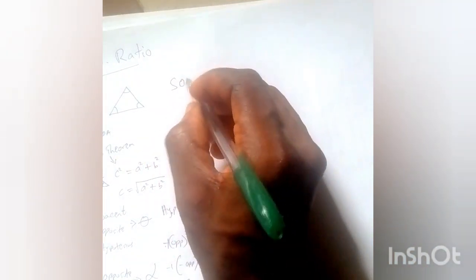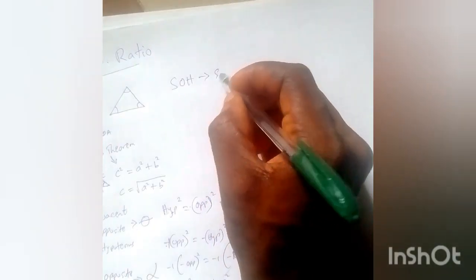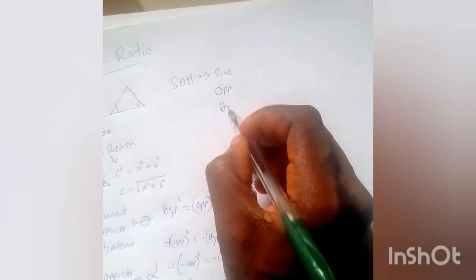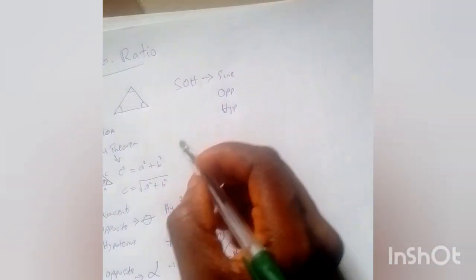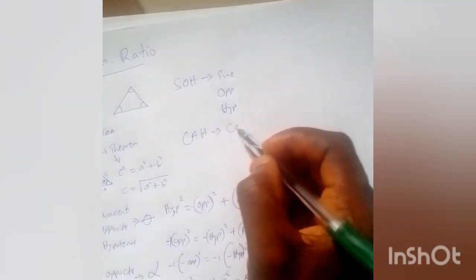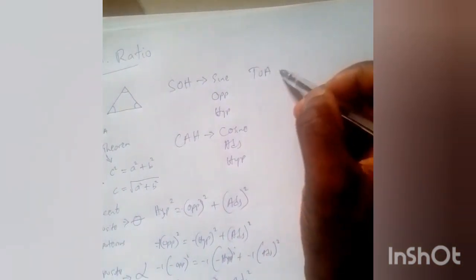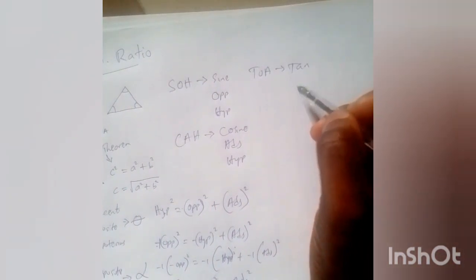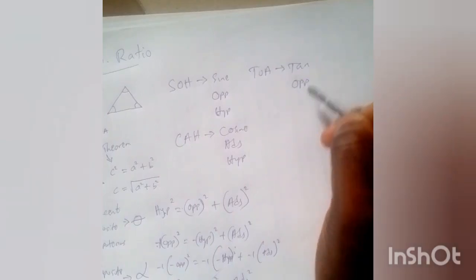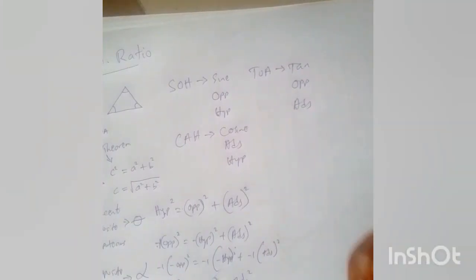The SO in SOHCAHTOA just stands for sine, that is the S, then opposite, then hypotenuse. I'll tell you why it is like this. Now, the CA in your SOHCAHTOA stands for cosine, adjacent, and hypotenuse. And your TOA in your SOHCAHTOA stands for tangent, that's tan, and your opposite and your adjacent. Now let me explain what this means.